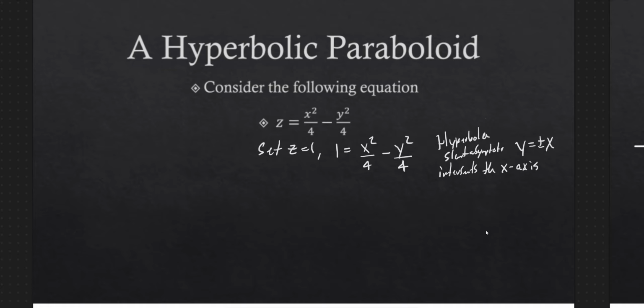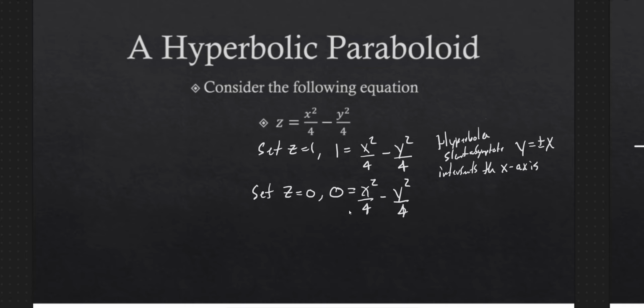So these intersect the x-axis, and that determines the orientation. Let's keep going and find some other traces parallel to the xy plane. If I set z equal to 0, what do I get? I get 0 equals x squared over 4 minus y squared over 4.